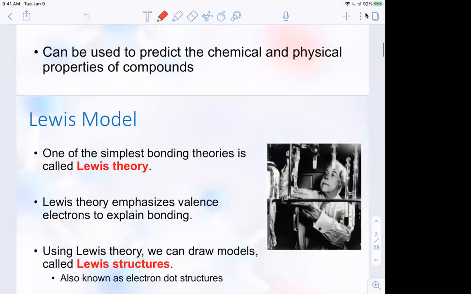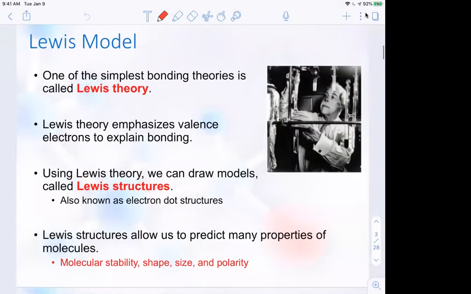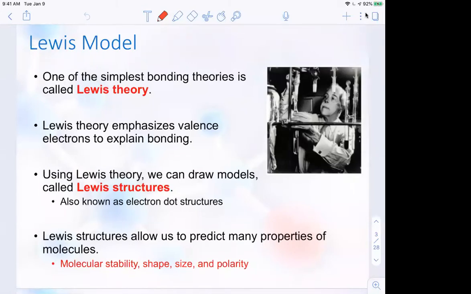So let's look at the Lewis model. This is one of the simplest bonding theories among all of the various bonding models. Lewis theory is going to emphasize the use of valence electrons to explain bonding. By using Lewis theory, we can draw a model which is called a Lewis structure. You may know these as electron dot structures.